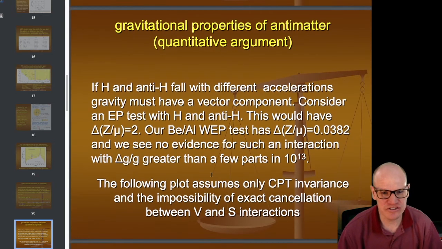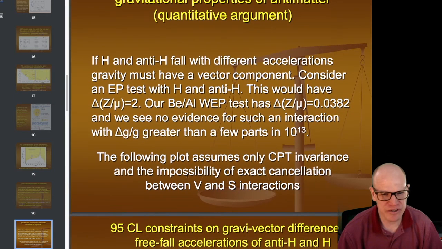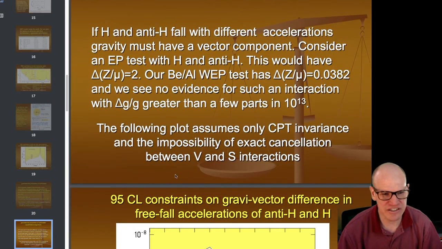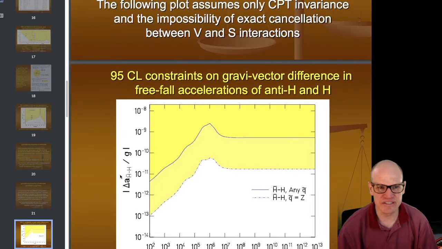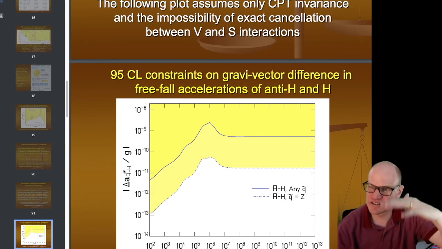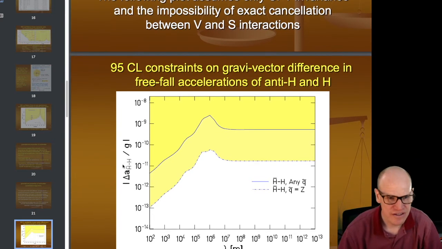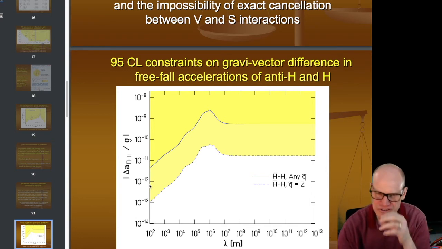The following plot assumes not only CPT invariance but also the impossibility of exact cancellation between V and S interactions. And so these are the constraints that they have. So these are the equivalent constraints that they place on the difference between gravity from hydrogen and gravity from antihydrogen. What you see is the difference in acceleration relative to the strength of gravity is 10 to the minus 12. And it depends on the length scale, right? Some constraints are stronger than others. So at 100 meters, given the nature of their experiment, this is what they were sensitive to.